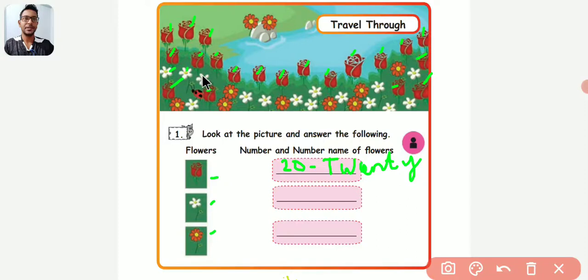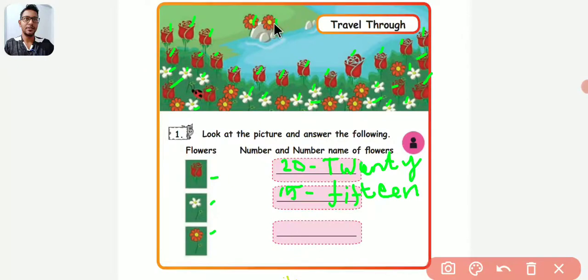1, 2, 3, 4, 5, 6, 7, 8, 9, 10, 11, 12, 13, 14, 15. That's all. There are 15 lotus. So what is this number name? Fifteen. So next, sunflower.